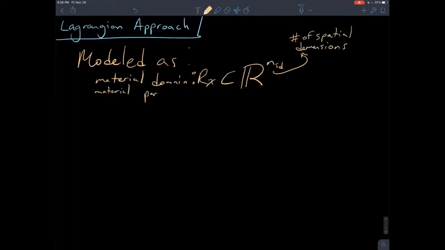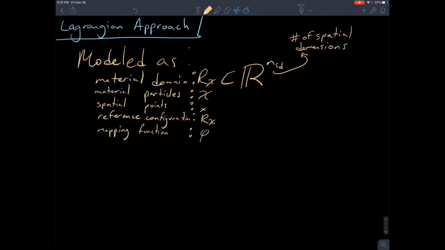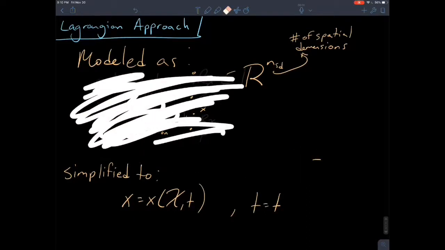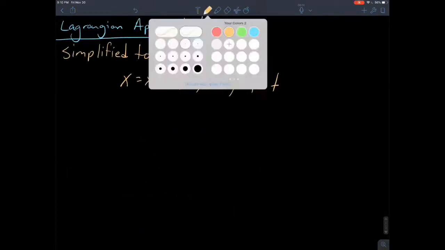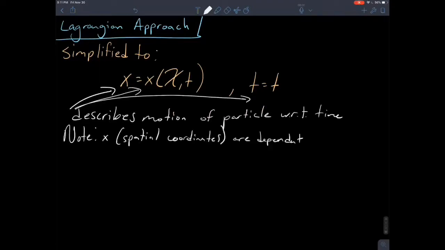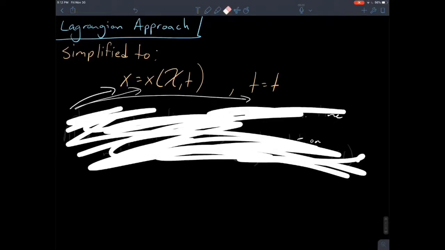So the material domain is a subset of the spatial dimensions, and then these are what the variables mean. So the mapping function is applied as a function of the material and time. This is the simplified formula.